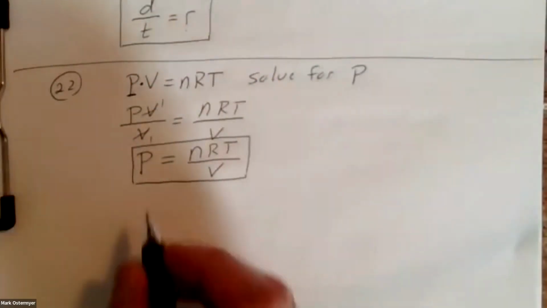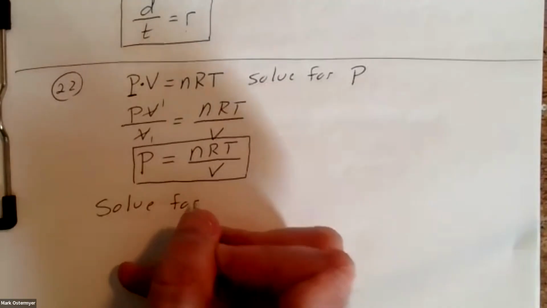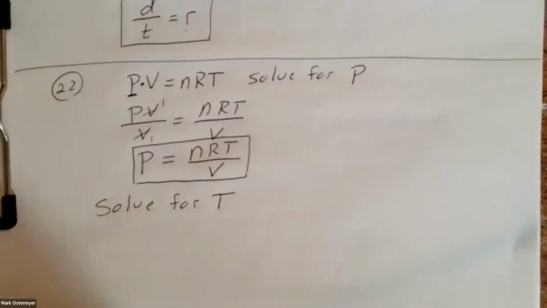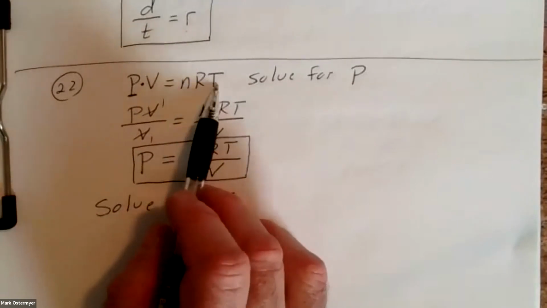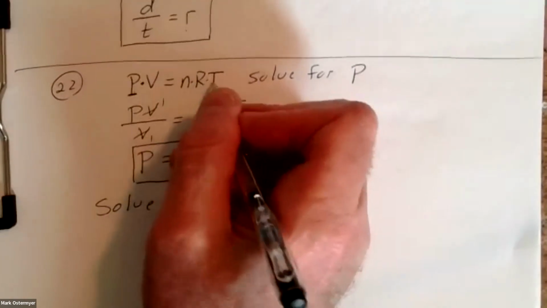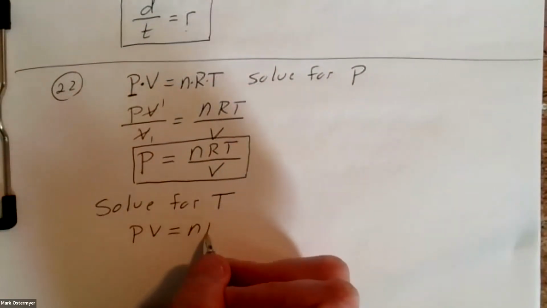What if I use that same formula? What if I want us to solve for, here's a different problem, I want to solve for T. How would I get T all by itself on the right side? Understanding that it's N times R times T, how do we do that? How do we isolate T on the right side?